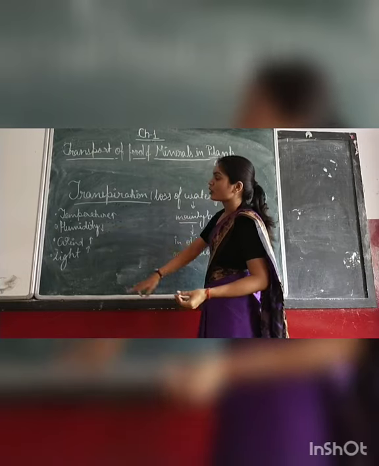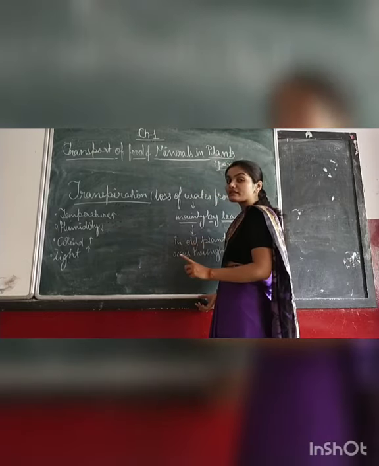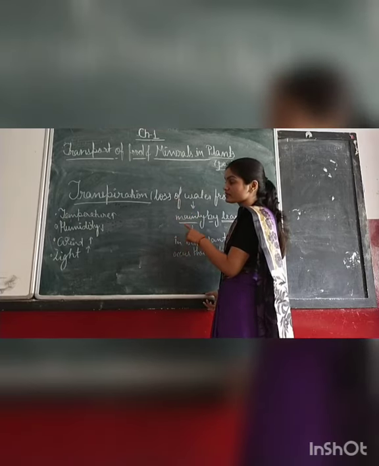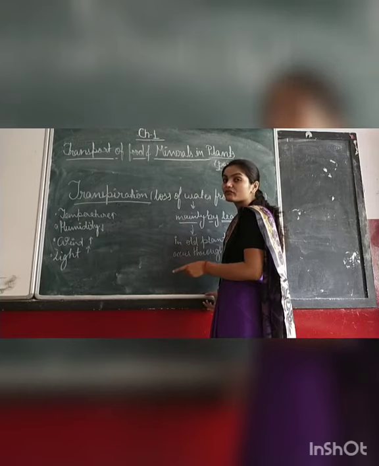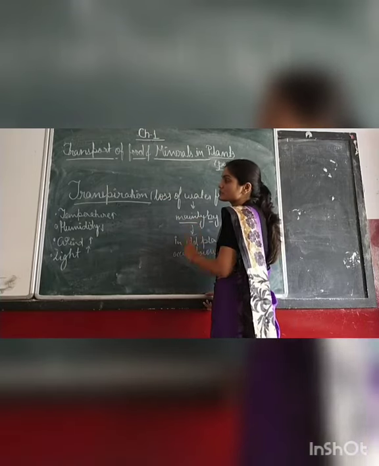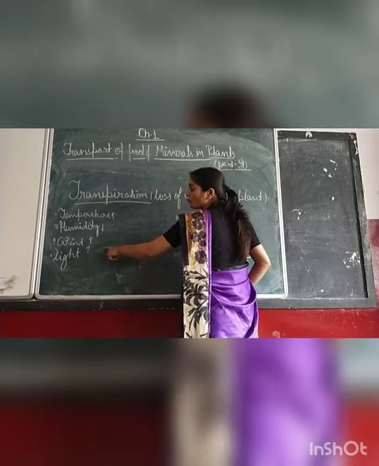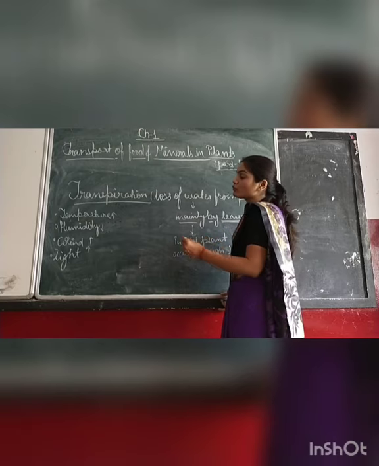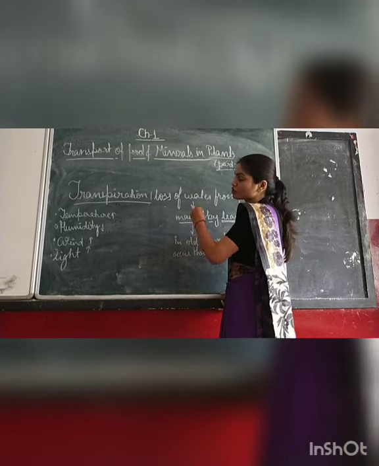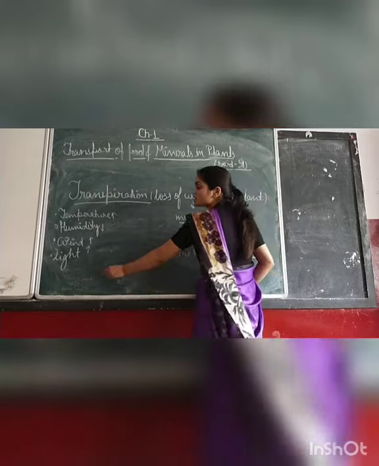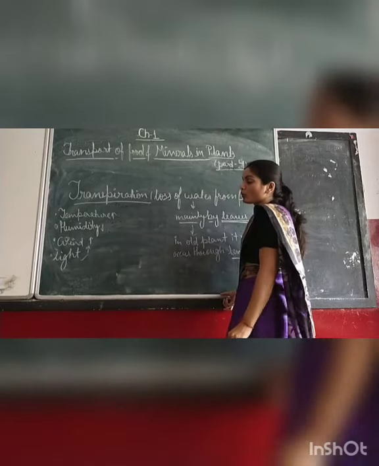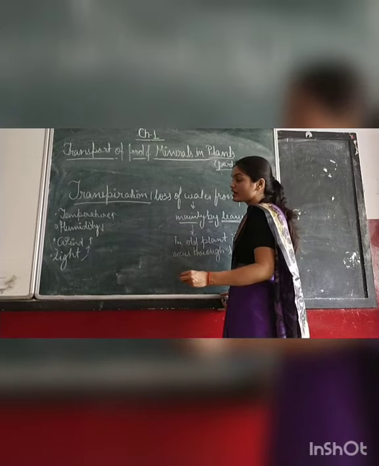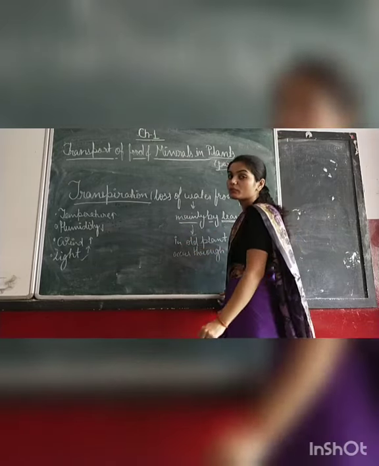Now humidity. If humidity increases, the rate of transpiration decreases, which means humidity is inversely proportional to the rate of transpiration. Now wind. Wind is a factor just like temperature. As the amount of wind increases, the rate of transpiration also increases. And the last factor is light, students. When the light intensity is high, the rate of transpiration will also be high.